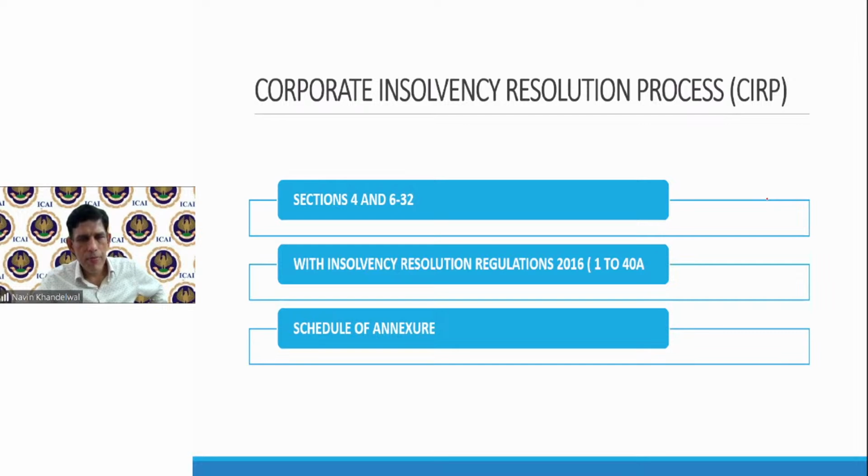So let us start with the process, the CIRP process, only with respect to corporate. Corporate Insolvency Resolution Process, CIRP process, where we will be covering section 4 to section 32, along with a few regulations from 1 to 40A. So there are 40 regulations and about 28 to 29 sections. Majority of the questions will come from this angle only.